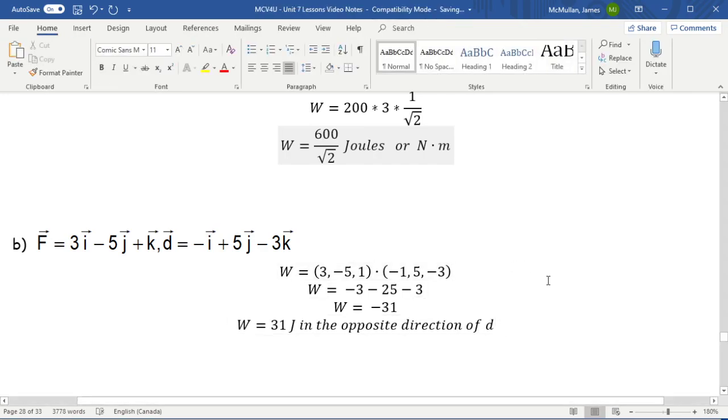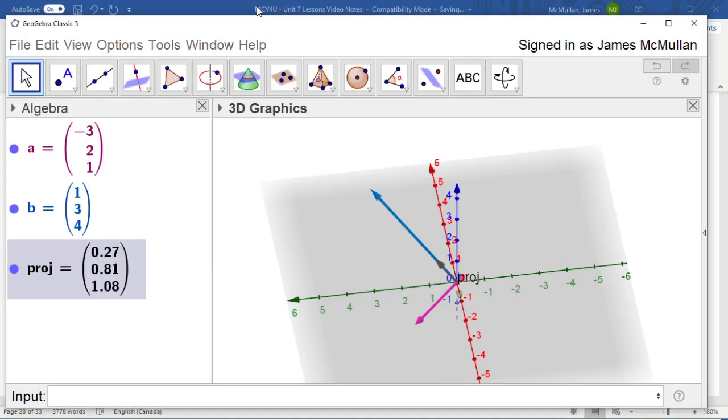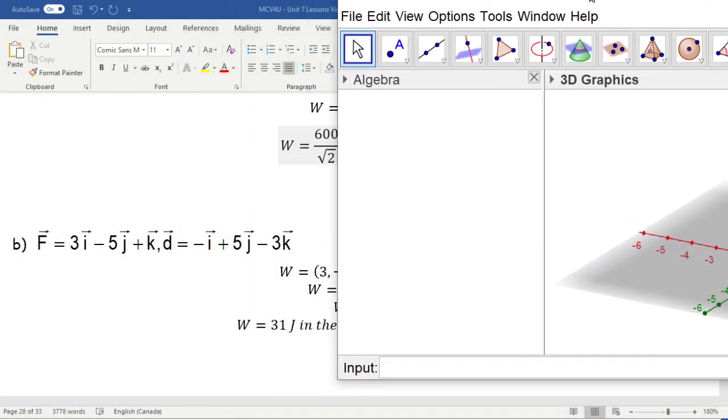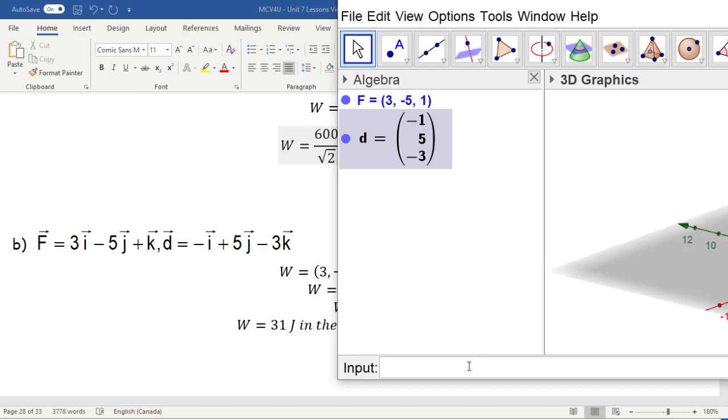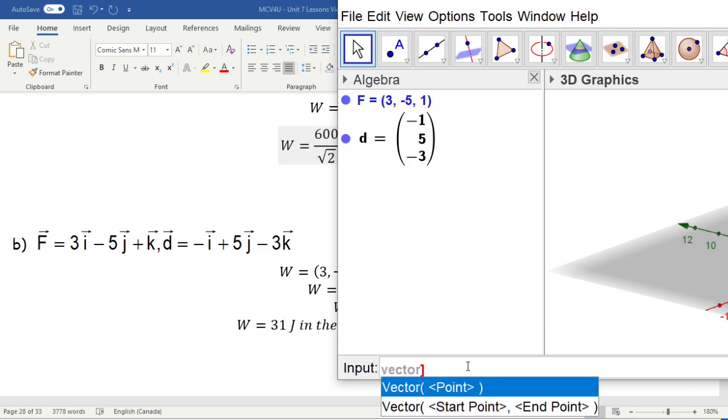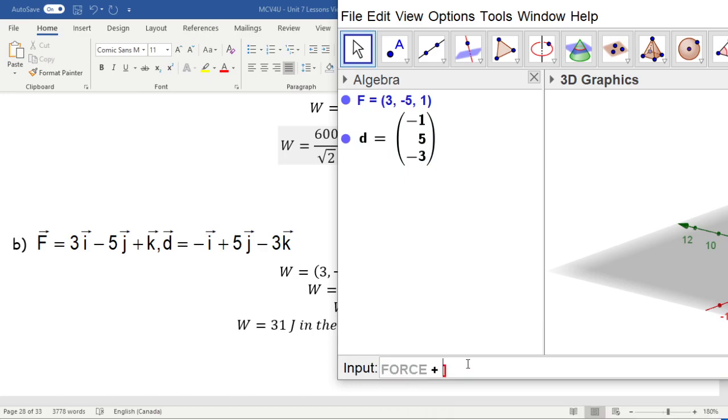Right? So it's like, I'll draw it and you can kind of see what I mean. But it's kind of a silly question because you're kind of like pulling the thing backwards instead of forwards. But anyway, F is equal to 3, -5, 1. D is equal to -1, 5, -3. Sorry, I see. So vector. Let's call it force. Okay, so then when I go dot D with force, it gives me -31.